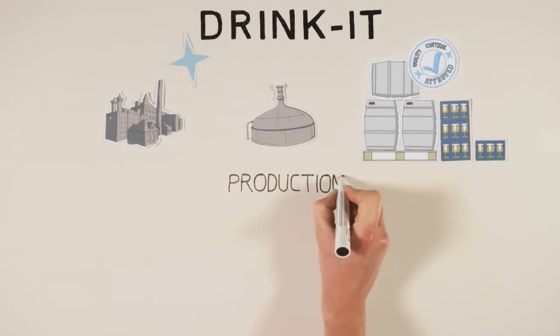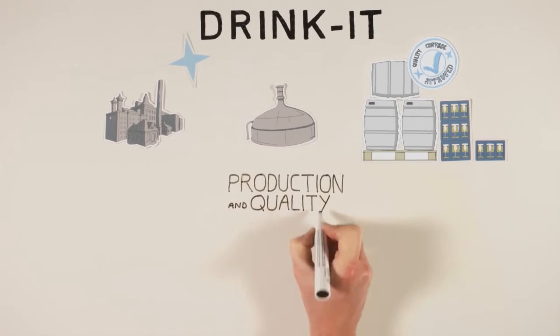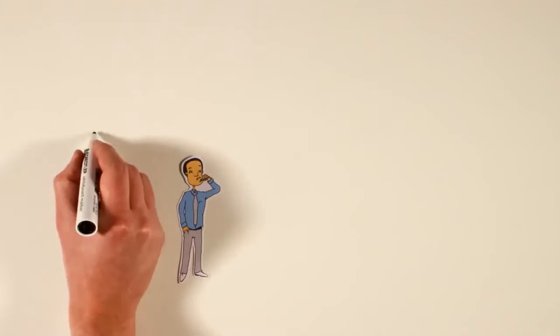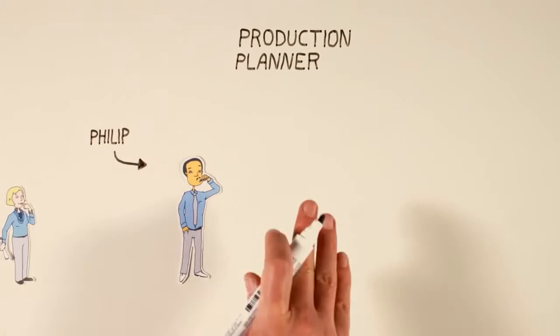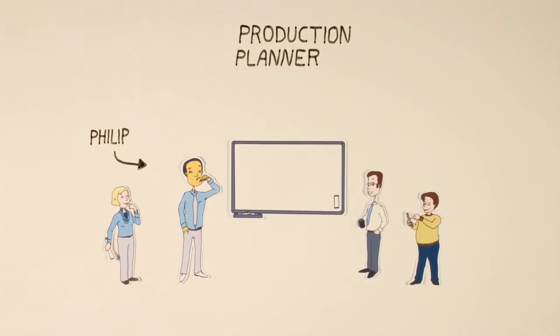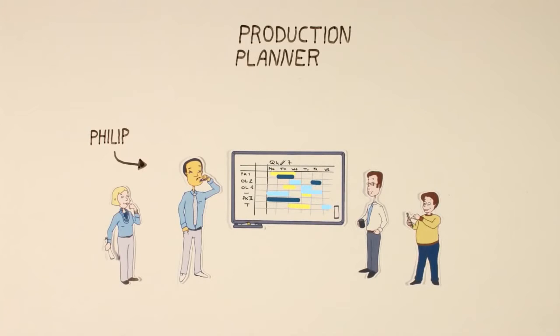Let's have a look at production and quality. Meet Philip. Philip is the production manager. During the micro-planning meeting, he discusses the production orders for the coming week with his team.